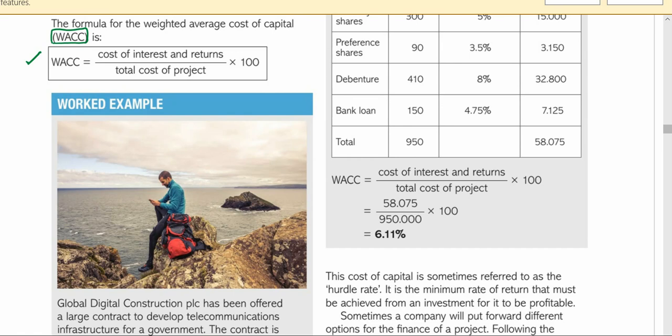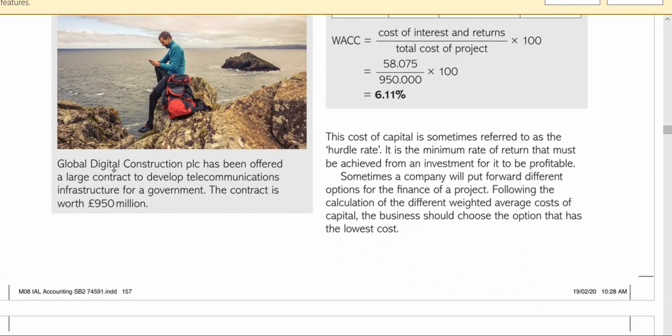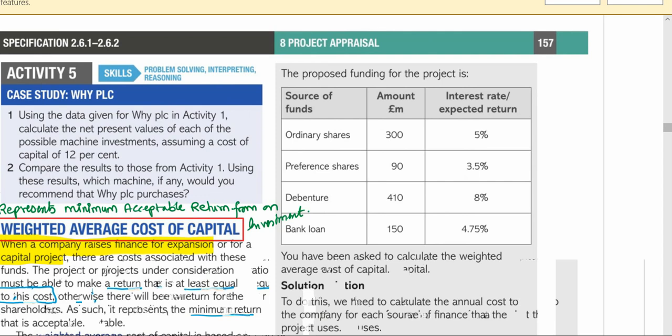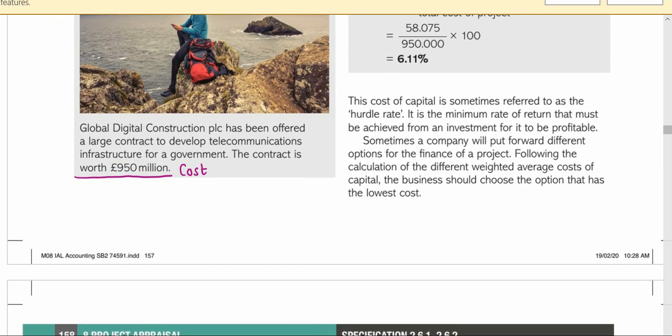Now here is the worked example. Global Digital Construction Public Limited has been offered a large contract to develop telecommunication infrastructure for a government. The contract is worth $950 million. So we need $950 million to develop this telecommunication infrastructure.